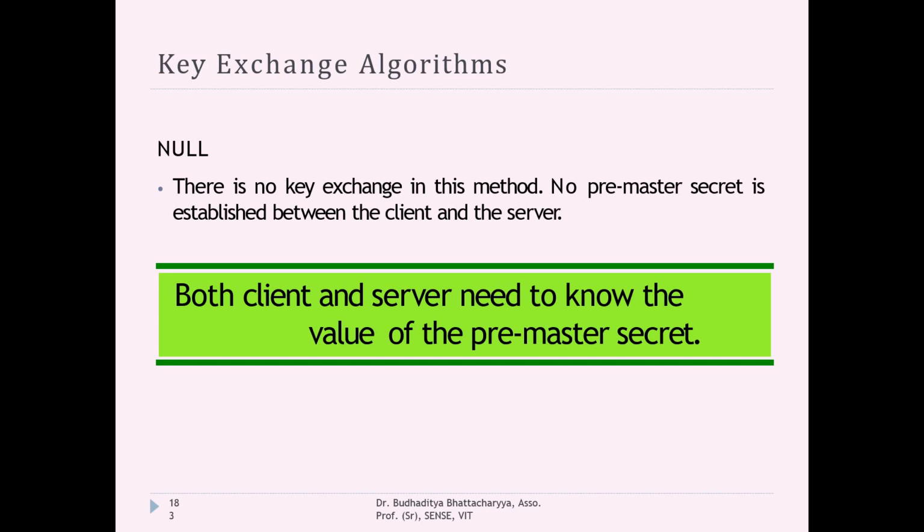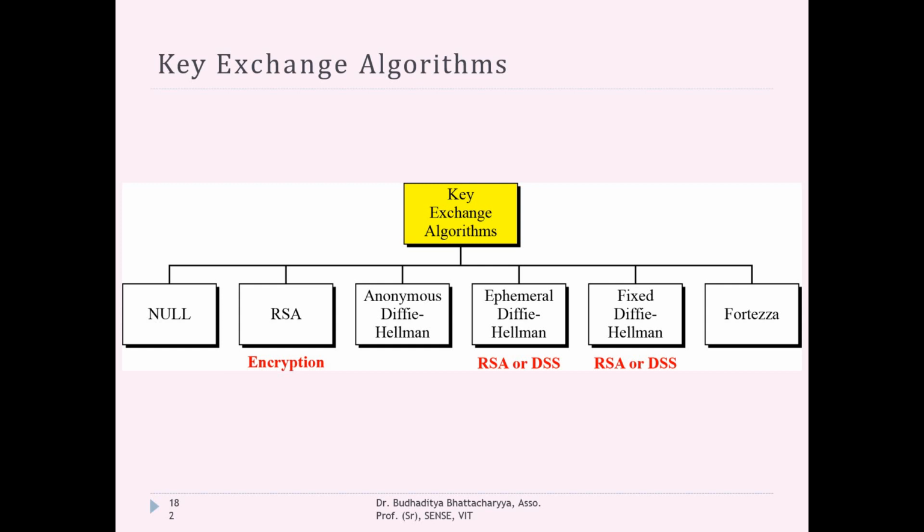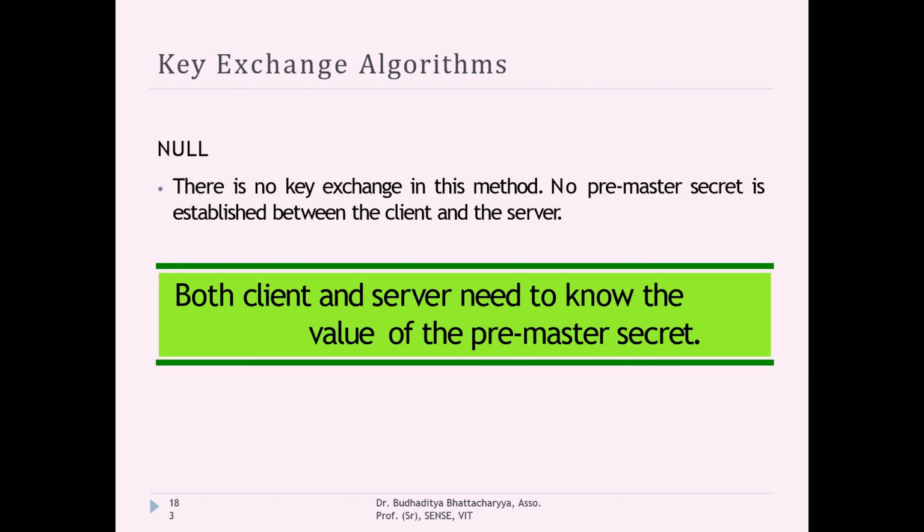We will just need one line of it. For example, null. You see the first one, null is there. There is no key exchange in this method. No pre-master secret is established between the client and the server. It's an easy trap for anyone. Any intruder can come in and see the data. So this is basically not used as much because the client and the server don't even know the pre-master secret. Pre-master secret is something like an initial vector or the initial key. Not the encryption or the cipher key and all those things.